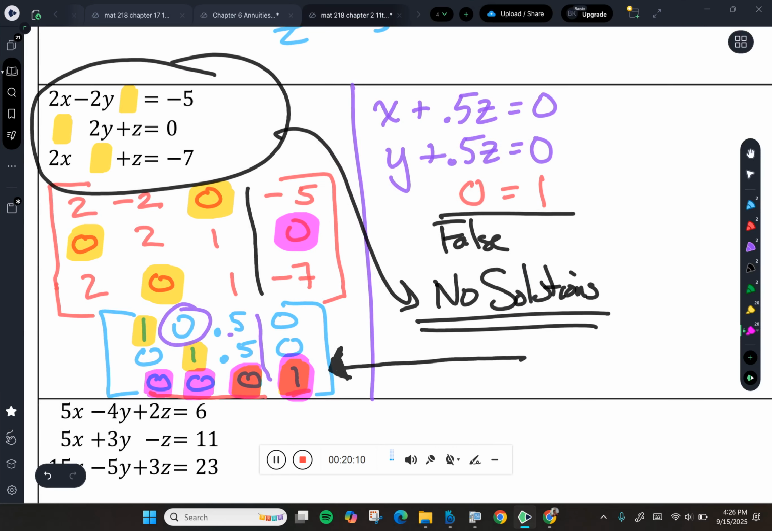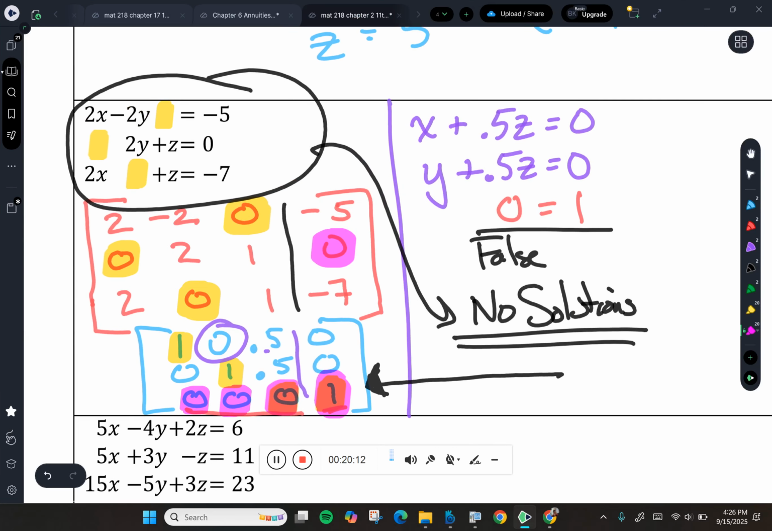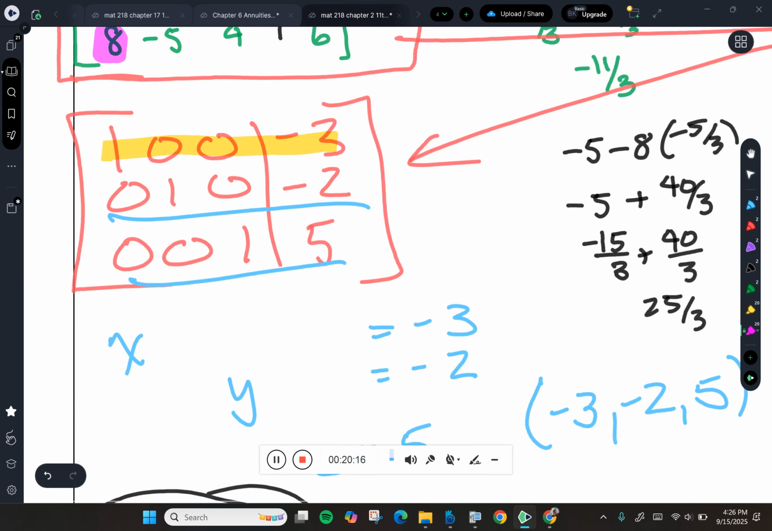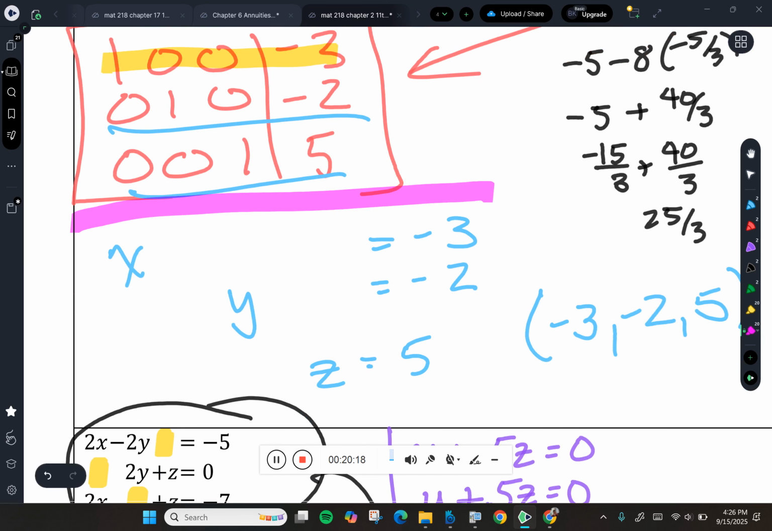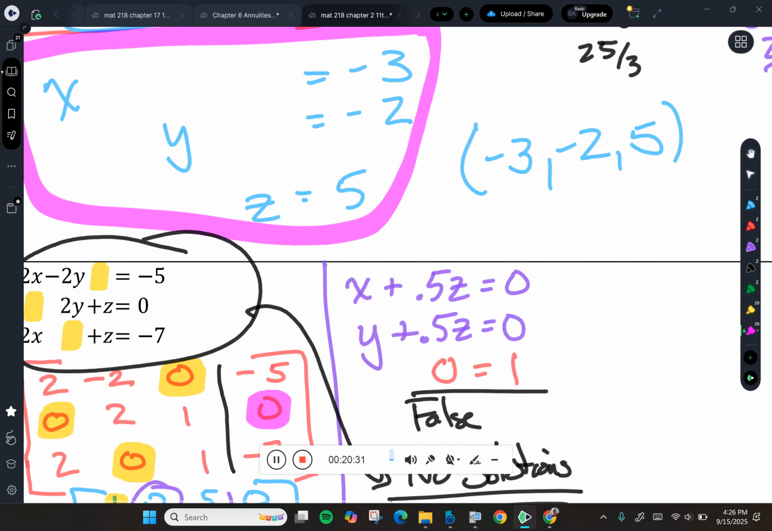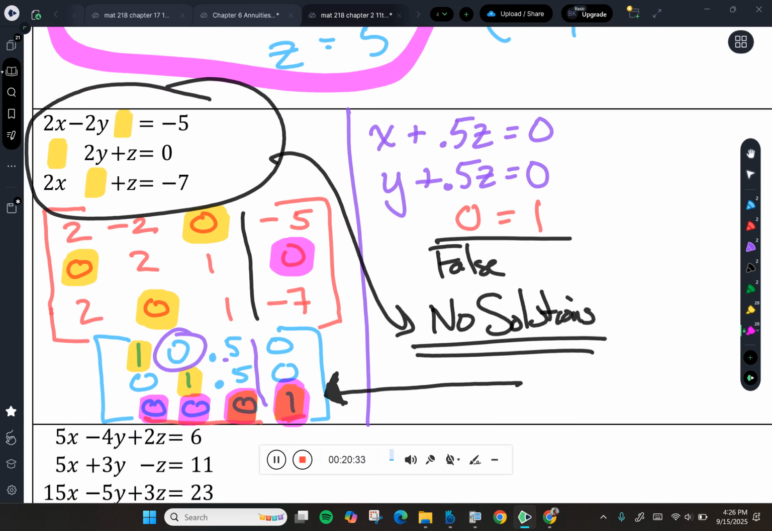Make this a little bit bigger. And just to review, how did I know this one had a solution? Well, when I unencoded it, it gave me a solution. The first row read 1x is equal to -3. The second row read 1y is equal to -2. The third row read z is equal to 5. There's my solution.